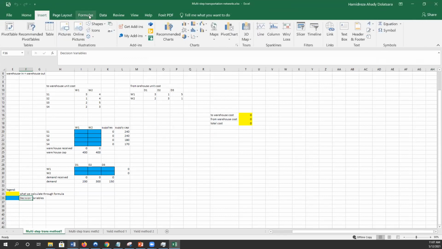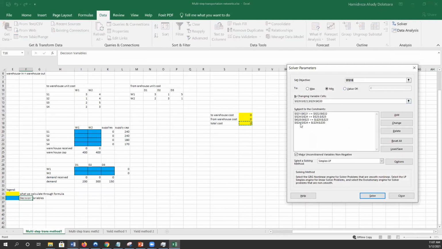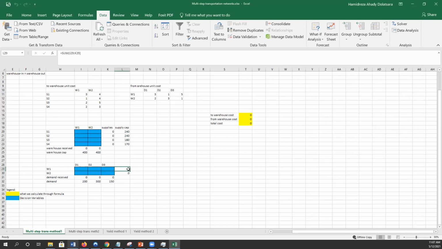Okay, so details. L24, J24. It just means how many products you sent from J. Look at L29 and L30. It just means how many products you sent. So this 0 here is 0 because there are no decision variables here. It's just the number of products you sent from warehouse 1 to destination 1, 2, and 3. It just summed them up. Similar to this one, it just means how many products you send from the second warehouse to destination 1, 2, and 3.